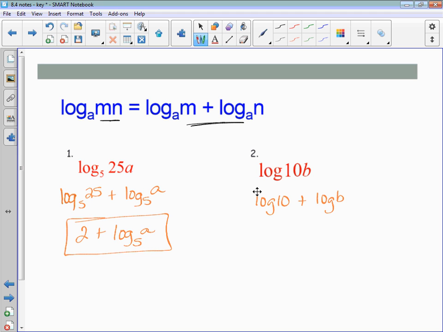All right, guys, first step, did you do log of 10 plus log of b? And what is log of 10? 1. 1 plus the log of b is your answer. Yes? Easy? Okay. Step 1, easy. Baby steps, okay?